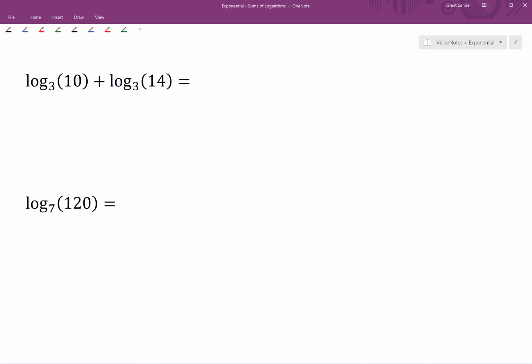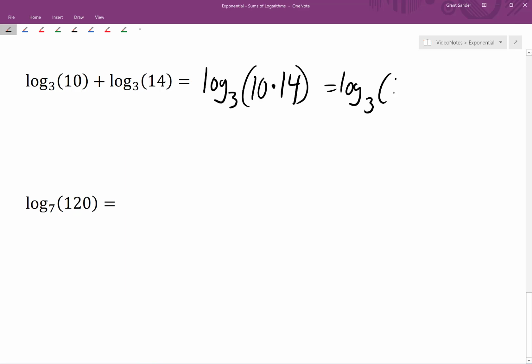Let's look at the expression log base 3 of 10 plus log base 3 of 14. If we're adding the outputs of logs, that should mean we multiply the inputs. So log base 3 of 10 plus log base 3 of 14 is equal to log base 3 of 10 times 14, which is equal to log base 3 of 140.